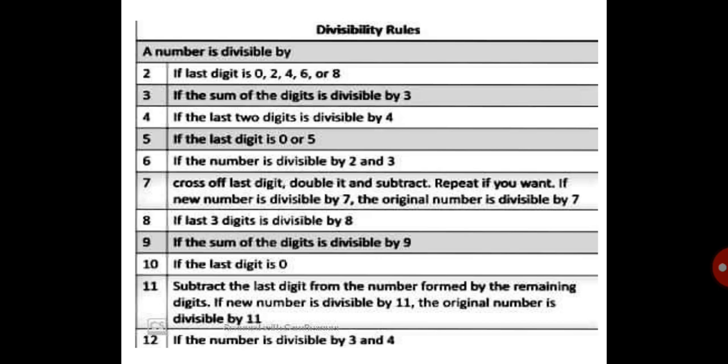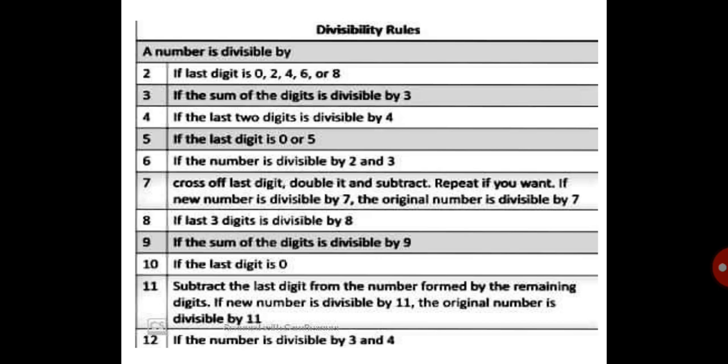Now our next point is divisibility by 4. If the number formed by its digits in the tens and ones place is divisible by 4, then the number is divisible by 4. So here I take one example, 96,852. Here the tens and ones place is 52, that is divisible by 4. So 96,852 is also divisible by 4.